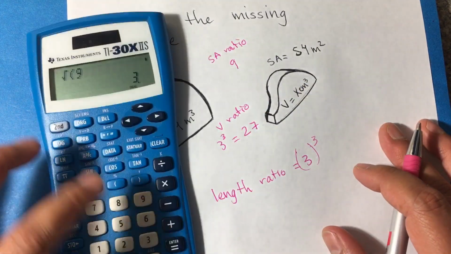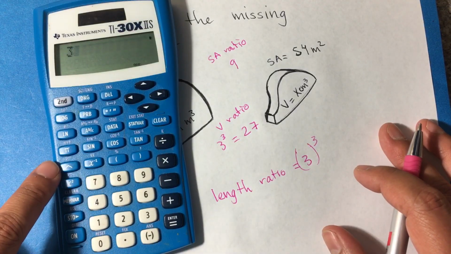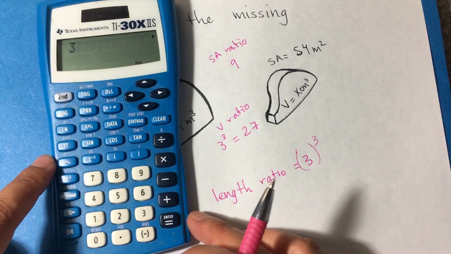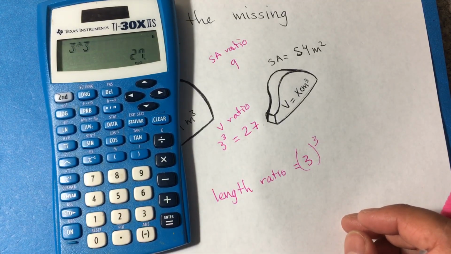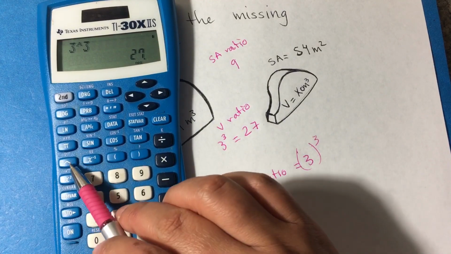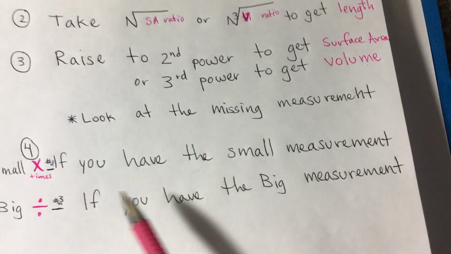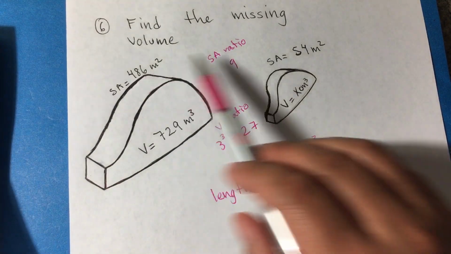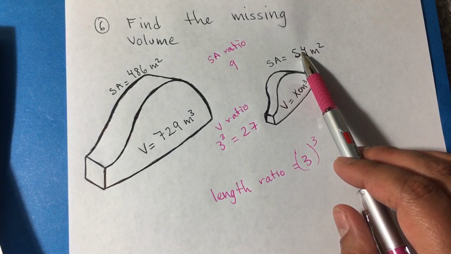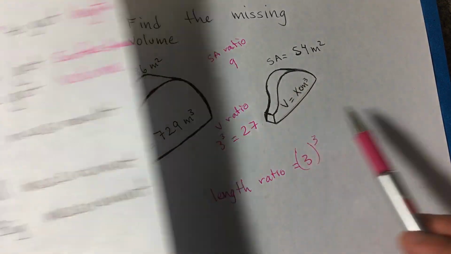Now, you can also do it like this, 3, raise to any power. In this case it's the third power, equals 27. This is the power button in this calculator. Now, what are we missing? Well, look at the shapes, look at the measurements. We're missing a volume, the volume of the smaller one.